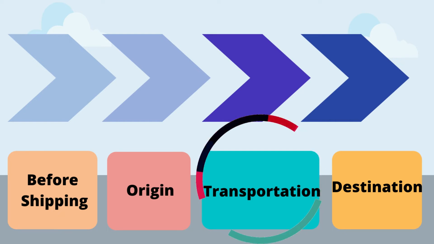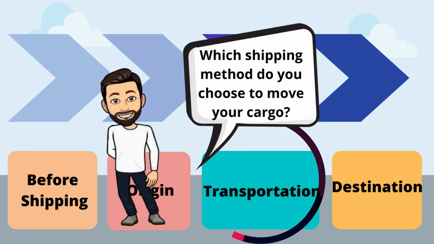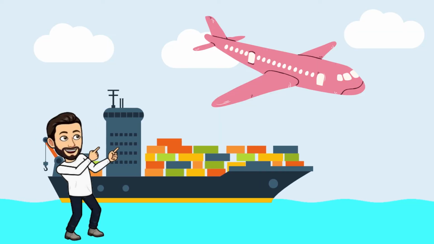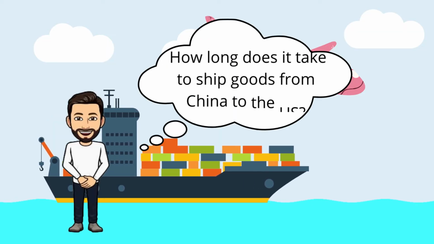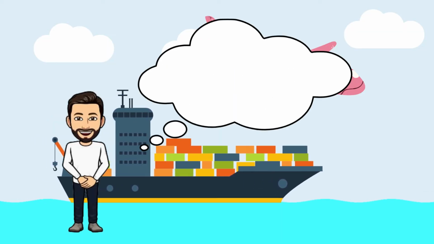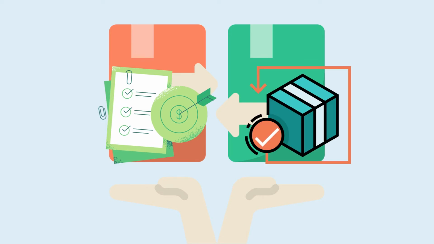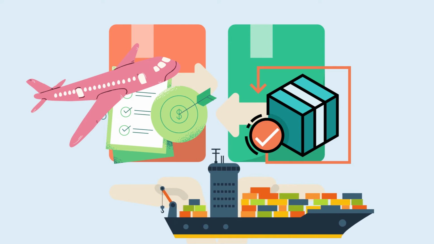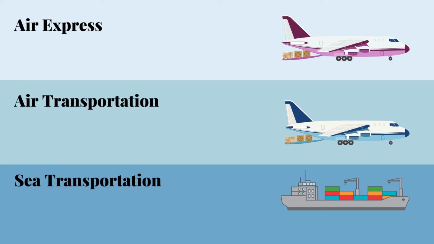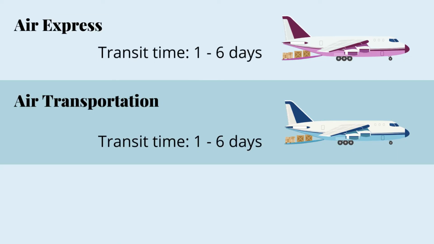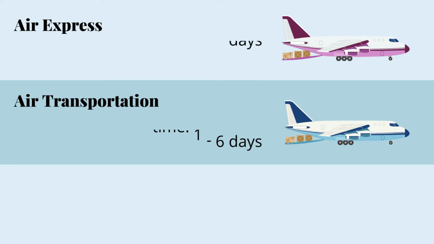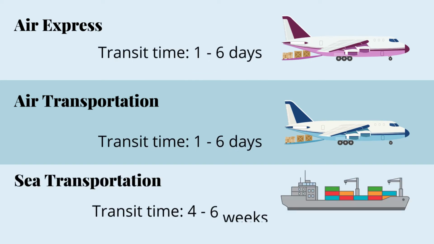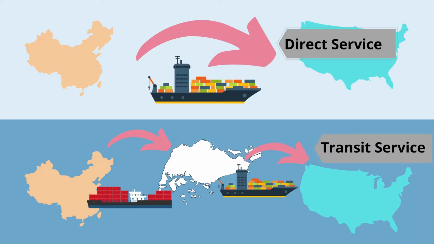Third part, transportation. Which shipping method do you choose to move your cargo? Sea or air? And how long does it take to ship goods from China to the US? Depending on your shipping budget and emergency level, different kinds of shipping methods will be the right fit for you. It can be air freight, air express, or sea freight. While air freight can take 1 to 6 days to reach the destination airport, sea freight can take weeks or even months to reach your warehouse.